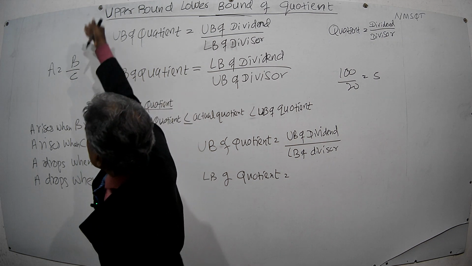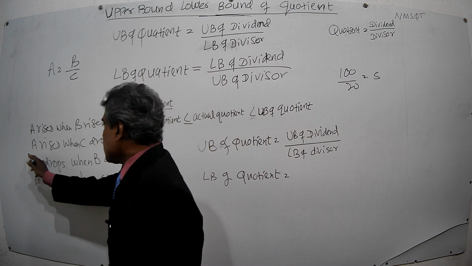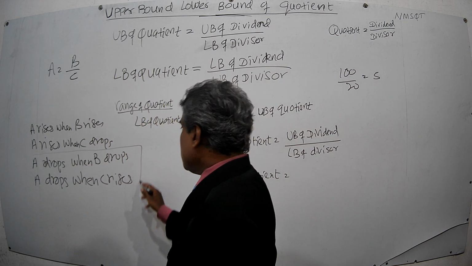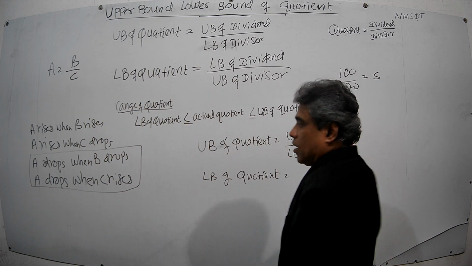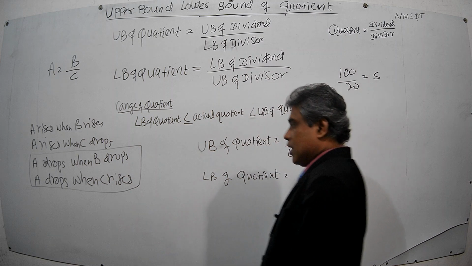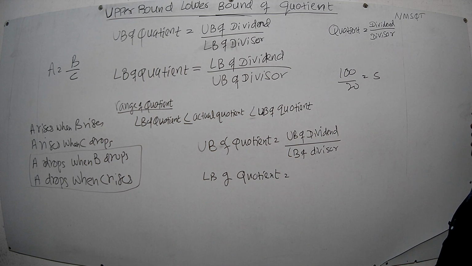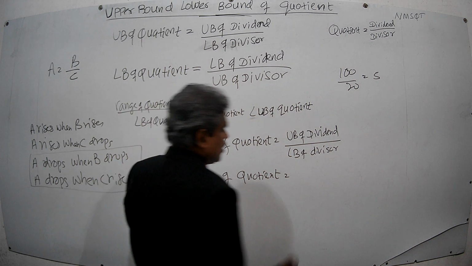C should increase to the maximum. So these are the two effects of divisor and dividend, giving decreasing effects on the quotient. Now, therefore, to get the lower bound of the quotient, what happened?